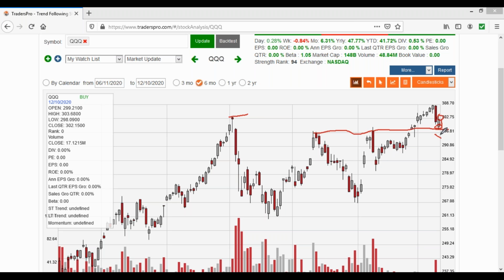And if we break this support, it could be that we're in for a bigger correction. Trying to show you, it could be like something like this where we drop for a couple weeks or so. But we need this area to hold to prevent that. All right.